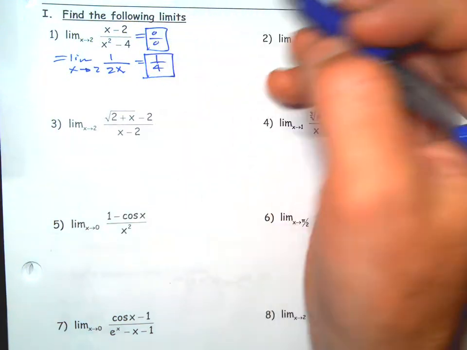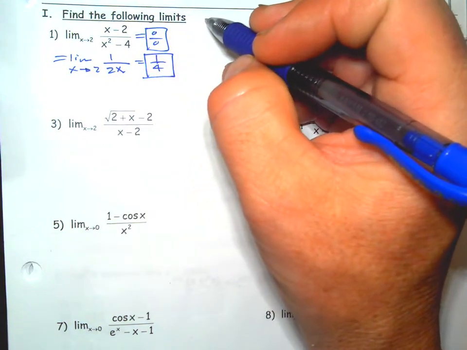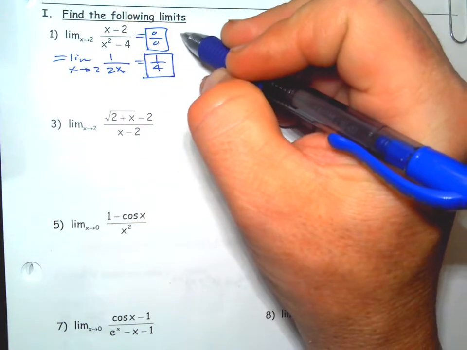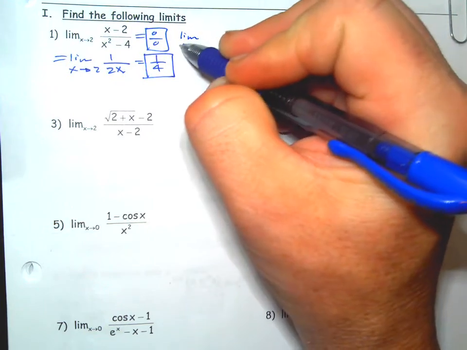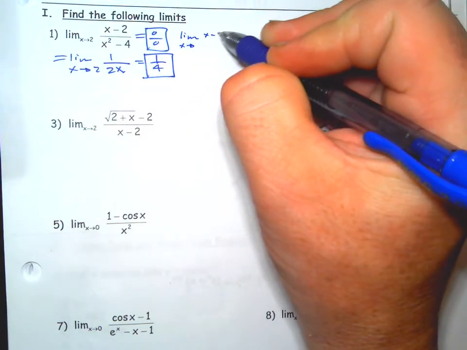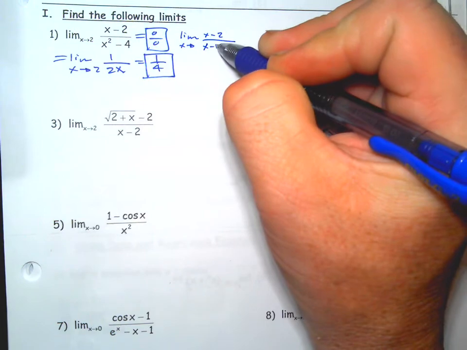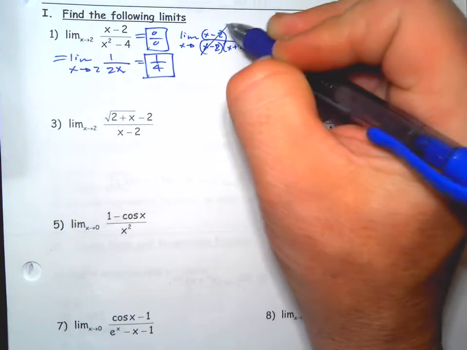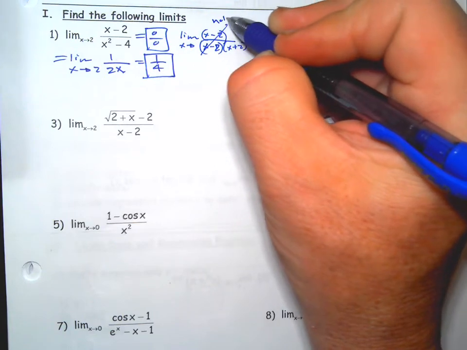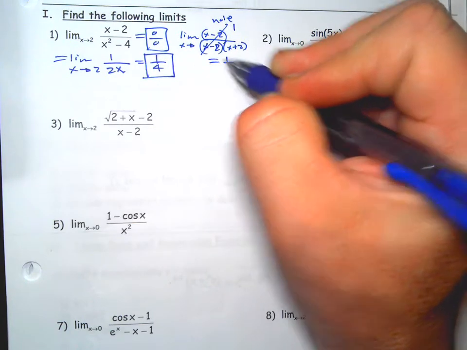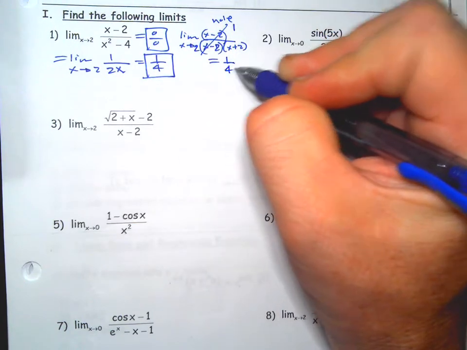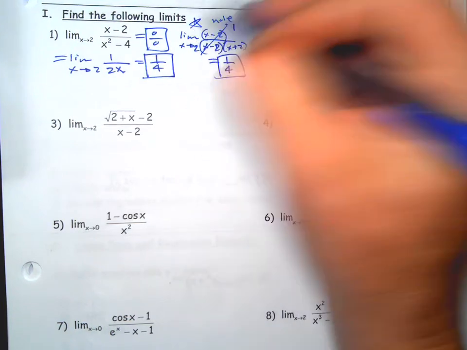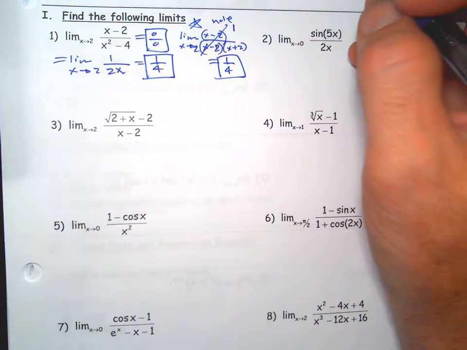Another way of doing this problem, just while we're talking about it, is that this is a hole in the graph. So if you factor the top and bottom, the hole would go away, and you'd reevaluate it at the hole, and you would get 1/4 that way. So that's a different way of doing it, the way we first started talking about it.